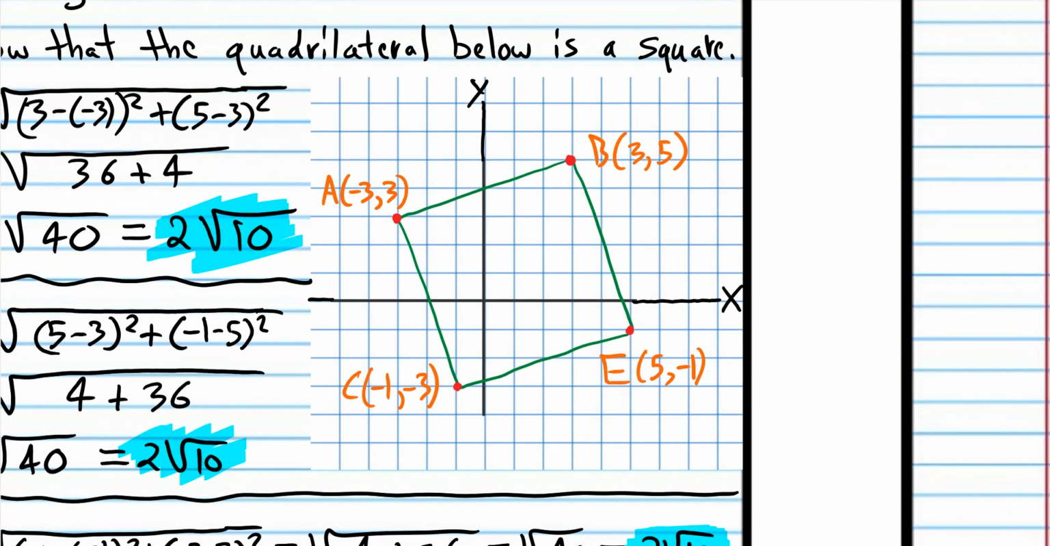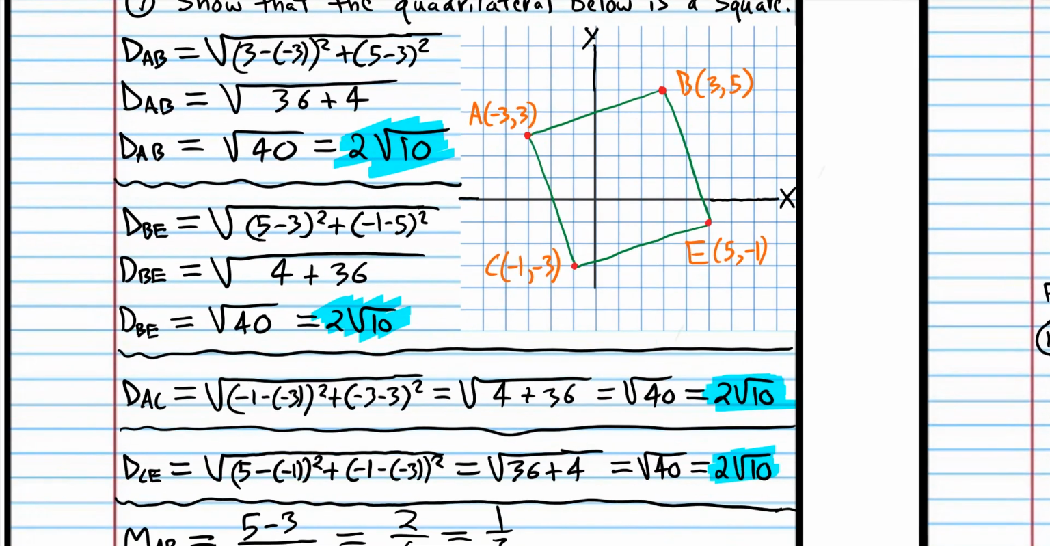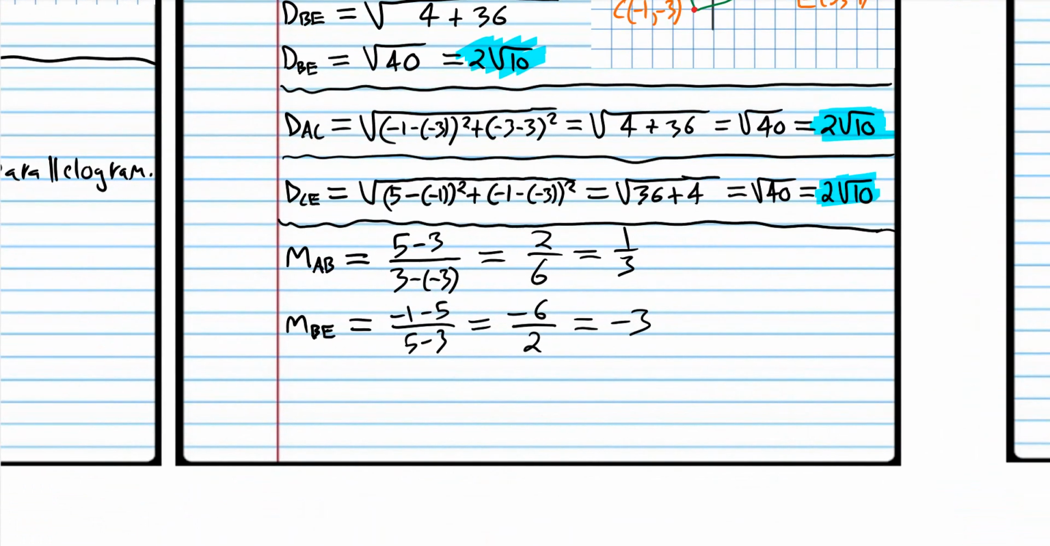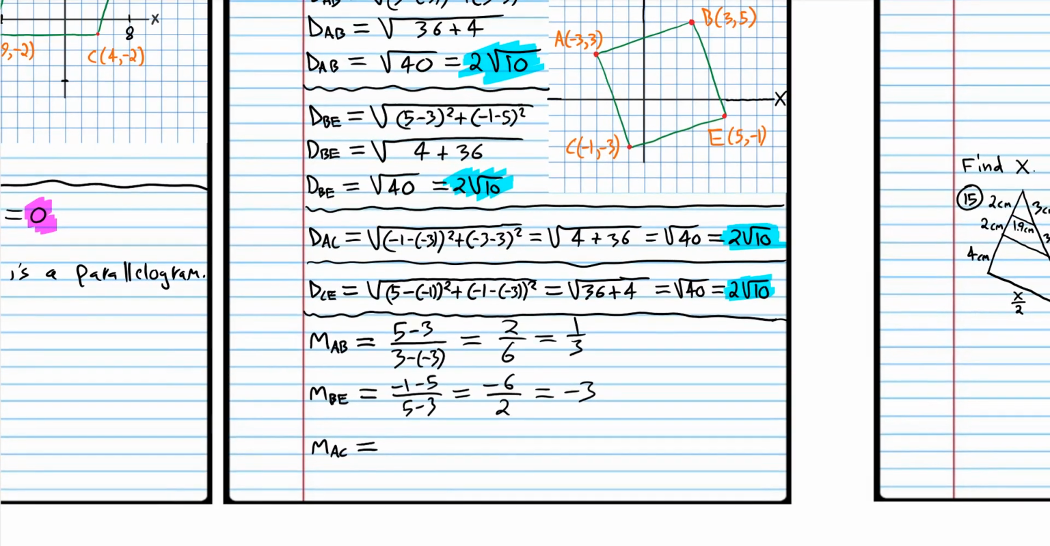Now, remember, I already found the slope of this line segment, so if I find the slope of this line segment, that'll prove that this angle is 90 degrees. So we're going to find the slope of line segment AC. So slope of AC, using A as point 1, I have negative 3 minus 3 over negative 1 minus negative 3.